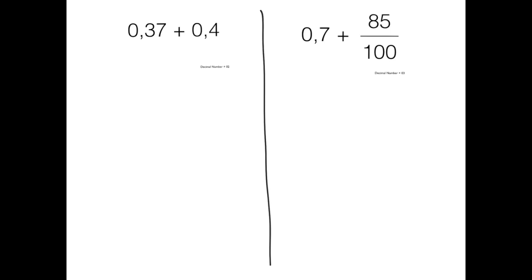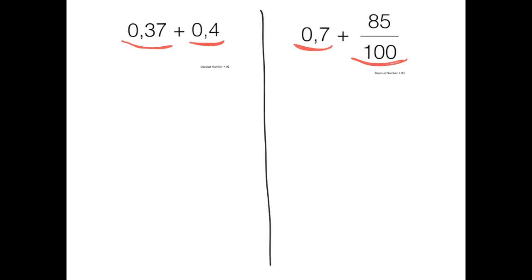In this video, we are going to look at questions that require students to add numbers with differing place values. So in these two questions, we're adding hundredths and tenths. In the first question, 37 hundredths plus 4 tenths, and in the second, 7 tenths plus 85 hundredths.